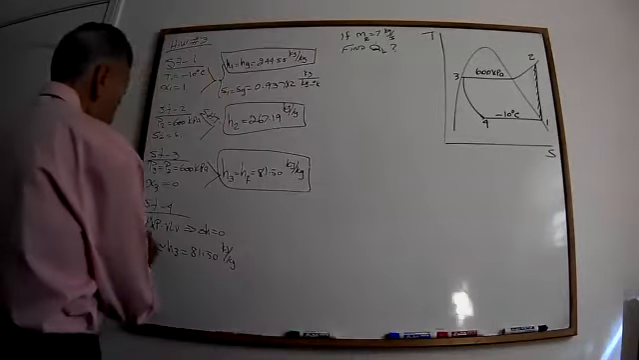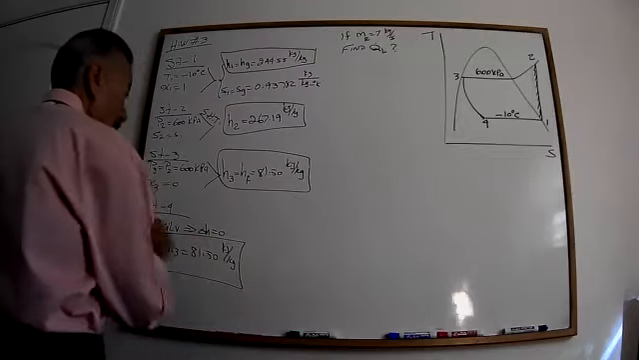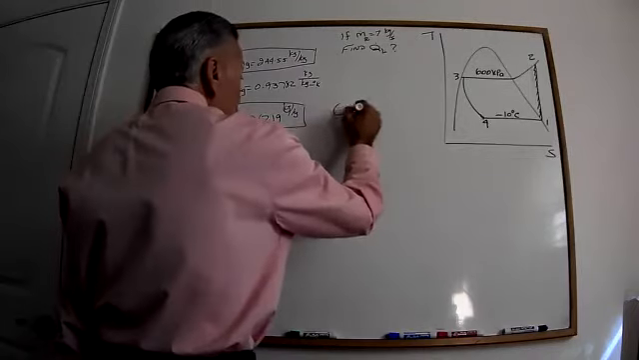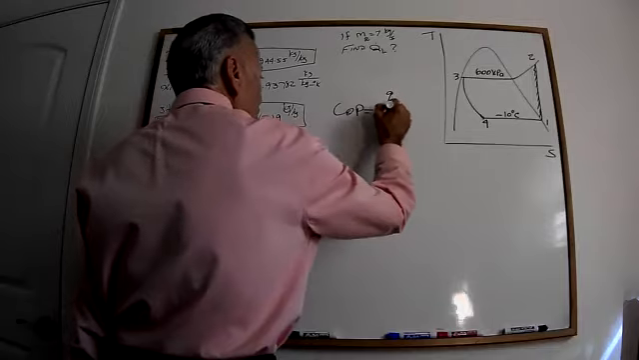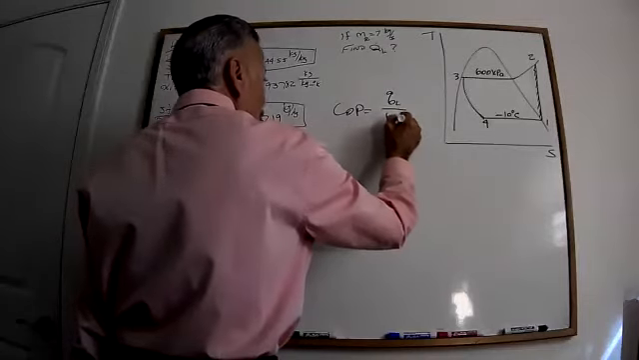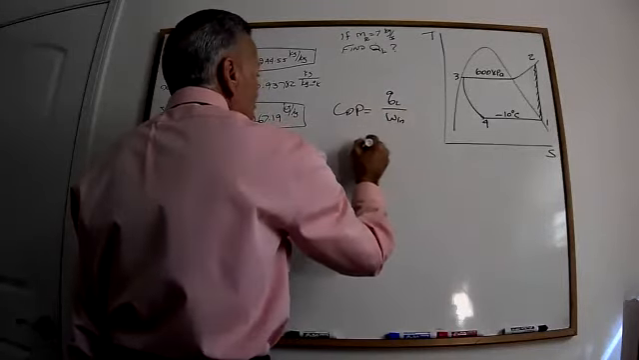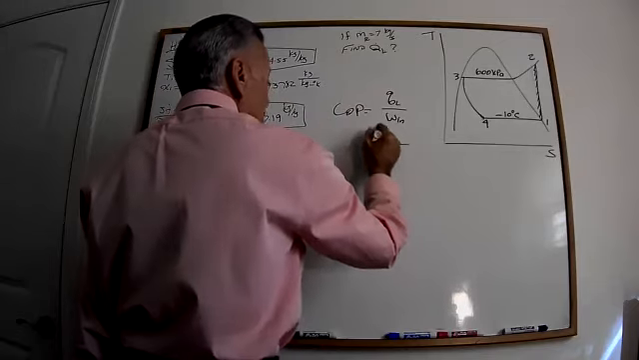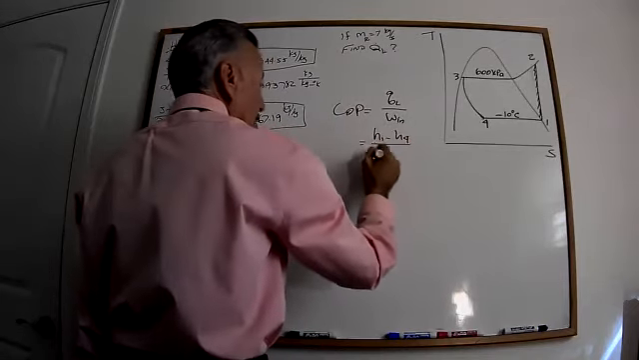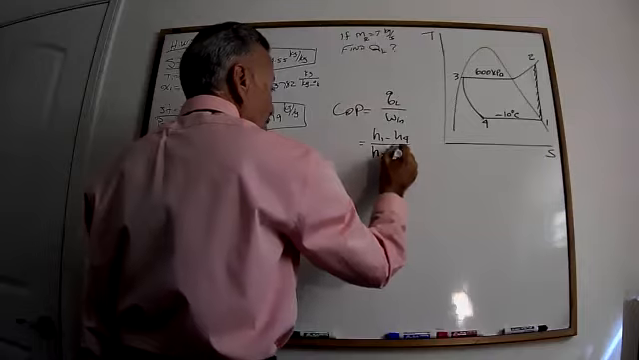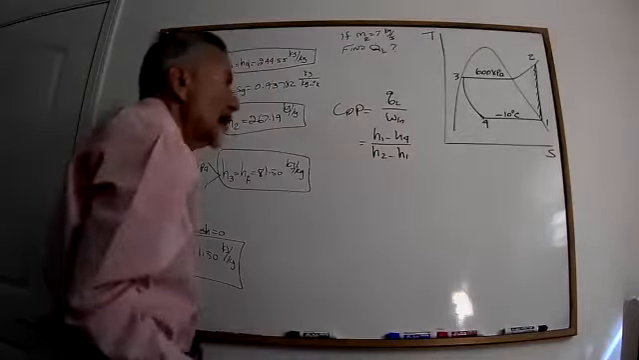Now that we have all the H values, the COP is equal to QL divided by work in. Now the QL is H1 minus H4, and the work in is H2 minus H1.